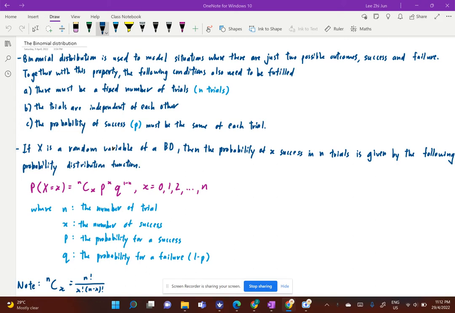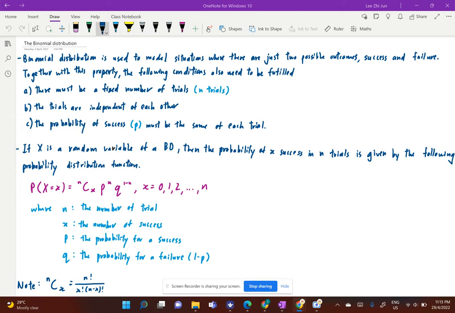So for this chapter I will separate it into four parts, which is the binomial distribution, the Poisson distribution, the normal distribution, and the distribution approximation. Okay, so let's go through with the first topic, which is the binomial distribution.